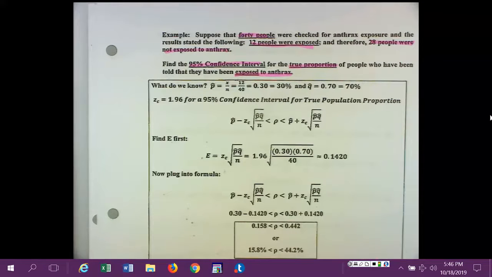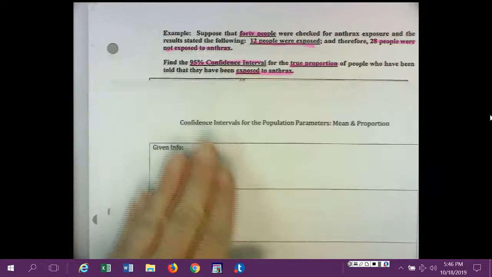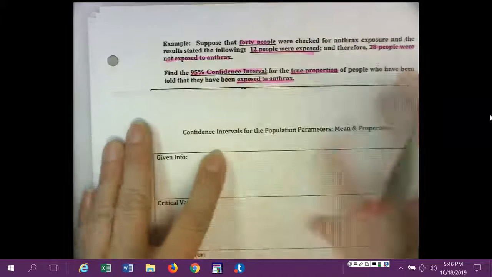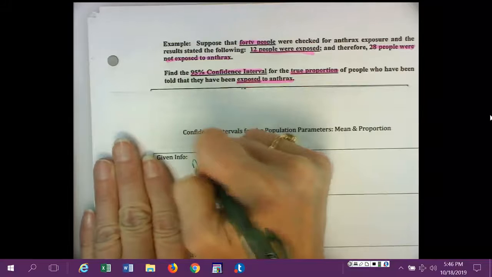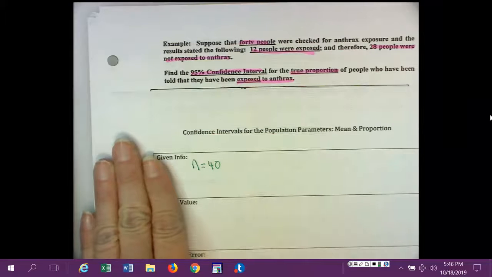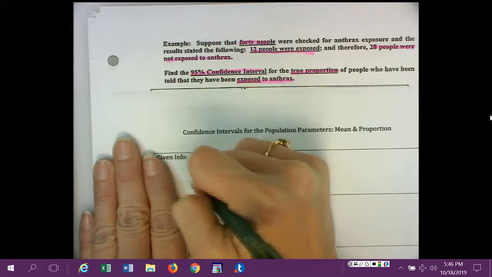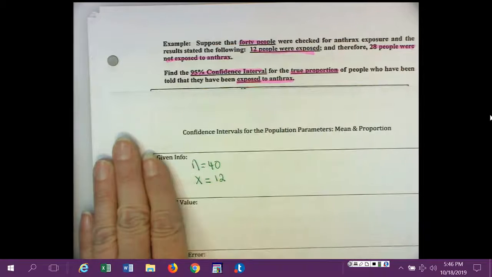If you notice with the template, you could take your same basic template and start filling it in. It says 40 people were checked for anthrax exposure, and the results stated the following. X equals 12 people were exposed, and 28 people were not exposed. I'm not going to write down the number 28 because this problem is about being exposed.